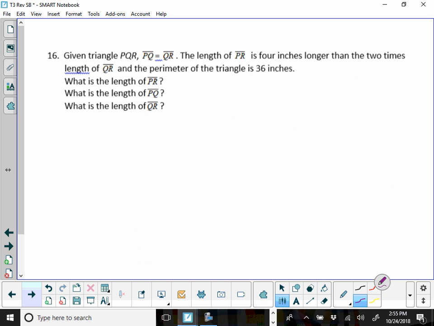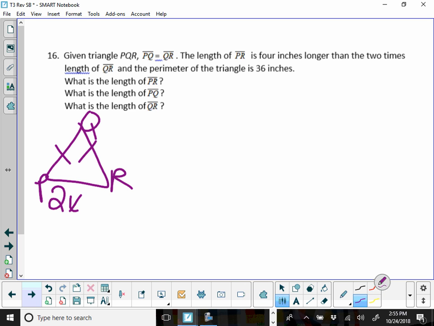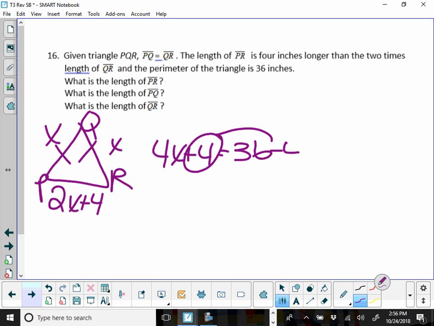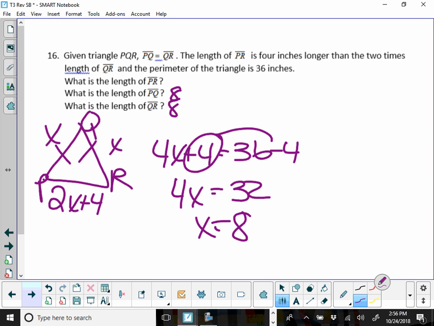All right, 16 is your triangle problem with PQR. Okay, so PQ equals QR. PR down here is 4 inches longer than 2 times, so that's 2x plus 4. And here are your x's. So that's going to be 2x plus 2x, 4x plus 4 is equal to 36. And y'all should be able to do this two-step equation from here. So 8 is going to be PQ and QR. And then 2 times 8 is 16. 16 plus 4 is 20.